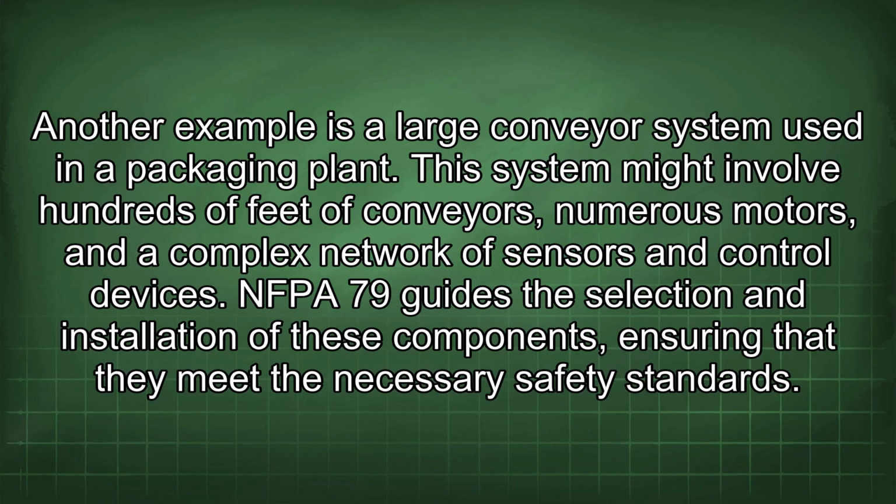Another example is a large conveyor system used in a packaging plant. This system might involve hundreds of feet of conveyors, numerous motors, and a complex network of sensors and control devices. NFPA 79 guides the selection and installation of these components, ensuring that they meet the necessary safety standards.